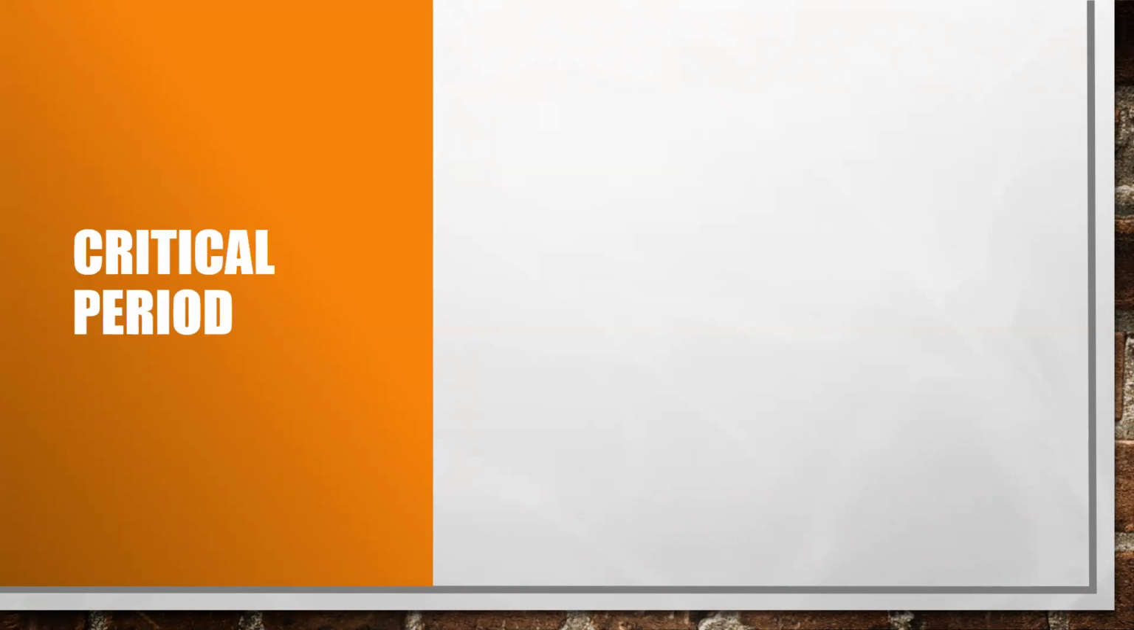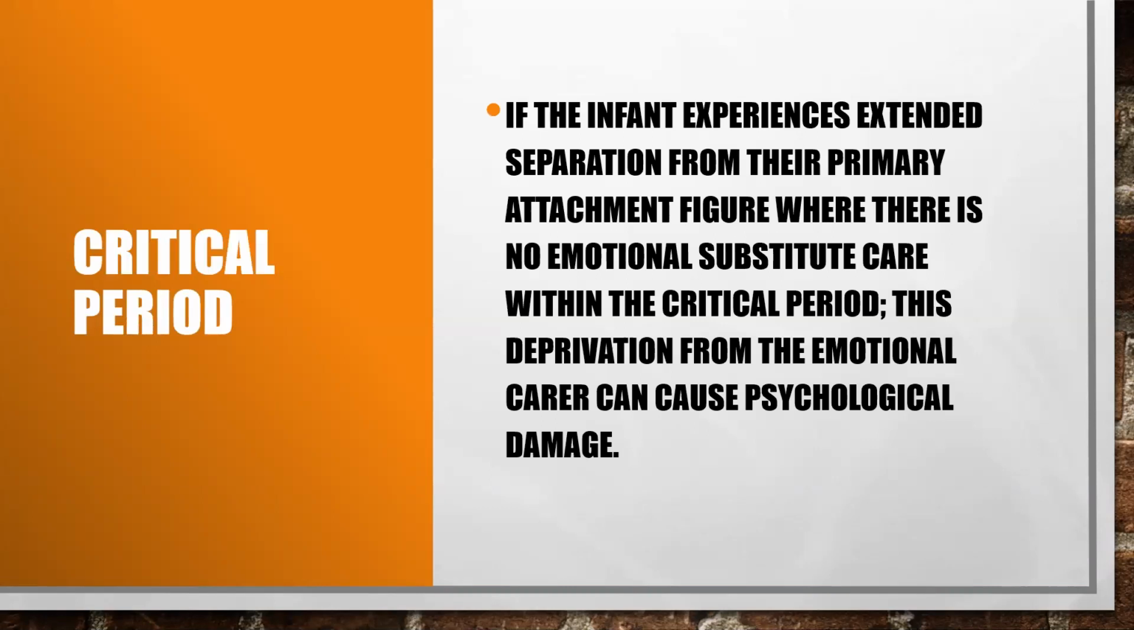Now, the critical period. Bowlby saw the first 30 months of life as the critical period of the infant. So he saw that first part of a child, I suppose this is mirrored in his theory of attachment, the critical period, where we say it's between approximately birth to about 2 to 2.5 years. So he saw that as a critical period.